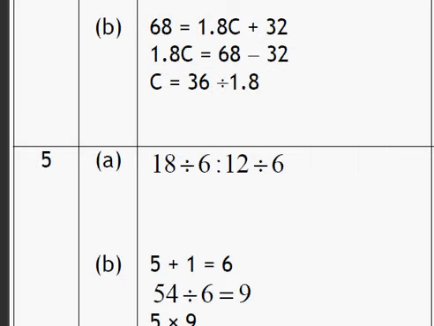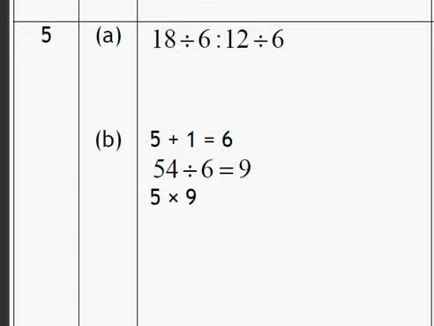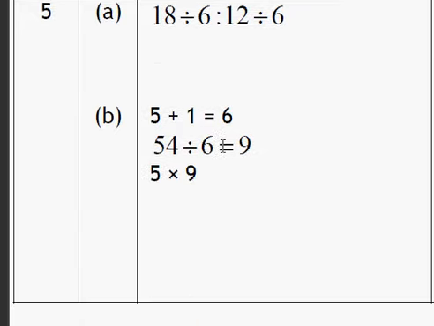This is what we've done. 5 plus 1 equals 6. 54 divided by 6 equals 9. 5 times 9, and that's 45. If you got 45, give yourself 2 marks.